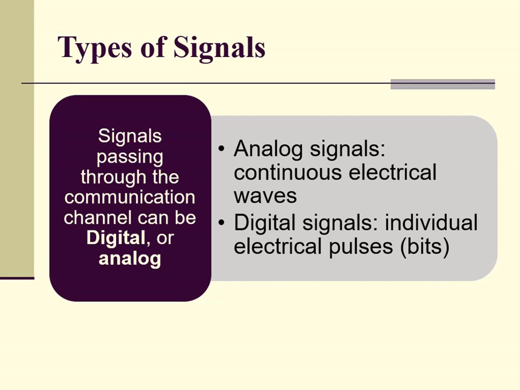First topic, we are going to discuss types of signals. There are two types of signals called digital and analog. Analog signals are continuous electronic signal waves, and digital signals are individual electrical pulses. I repeat, a signal which varies in discrete fashion is called a digital signal, and a signal which varies continuously with time is called an analog signal.